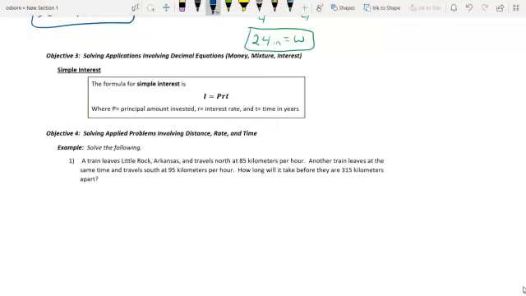What I want to point out, however, is it's a fairly straightforward formula. For simple interest, I is equal to P times R times T, where P is your principal amount, R is your interest rate, and T is your time in years. Just be very careful that you are giving the interest rate in decimal form. Very important that that is in decimal form. So if you have an 8% interest rate, you need to write that as 0.08 for R.